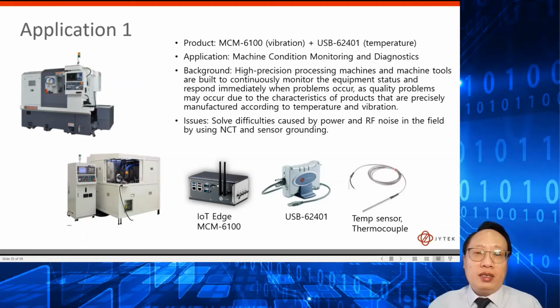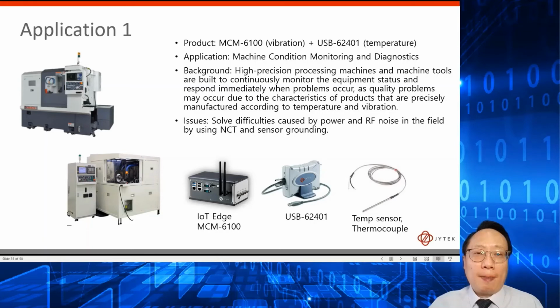They actually produce CNC tooling machines that have built-in IoT capability and also monitoring capability. So in most cases, during the machining or processing, they need to monitor various parameters to make sure that the machine operates as expected and there are no quality issues. By monitoring the vibration signal from the machine itself and also the temperature, they are able to prevent or predict failures and perform diagnostics on machines. In this case, they're using our IoT Edge device, MCM6100, connected to a USB DAQ. Basically, this is a multi-type sensor measurement device that can measure thermocouples, thermistors, RTDs, strain gauges, voltage, current, and so forth.